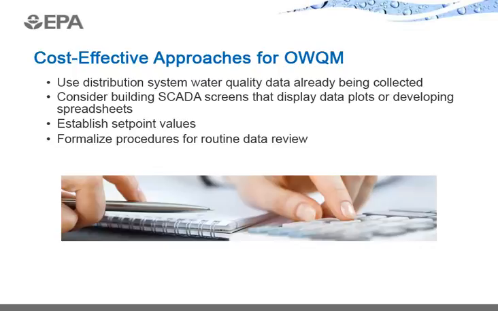Formalize procedures for routine data review, such as checking data at the beginning of each shift, and establish procedures for investigating OWQM alerts, and practice these procedures through training and exercises. You might discover that your utility already has some of these suggested capabilities in place. If this is the case, implementing OWQM will be much easier.